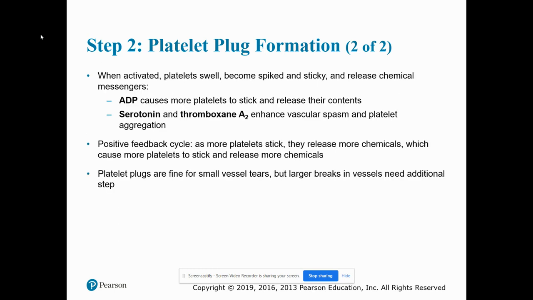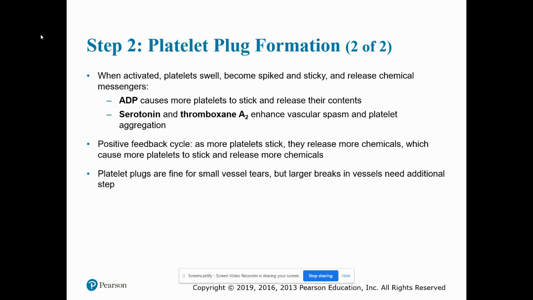Now, when a platelet is activated, it will swell, become spiky and sticky, and release a number of chemical messengers. The first one is ADP, and this is going to cause more platelets to stick and release their contents. In addition, serotonin and thromboxane A2 will enhance vascular spasm and platelet aggregation.